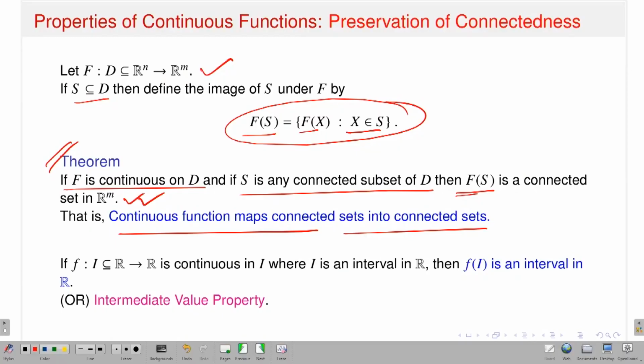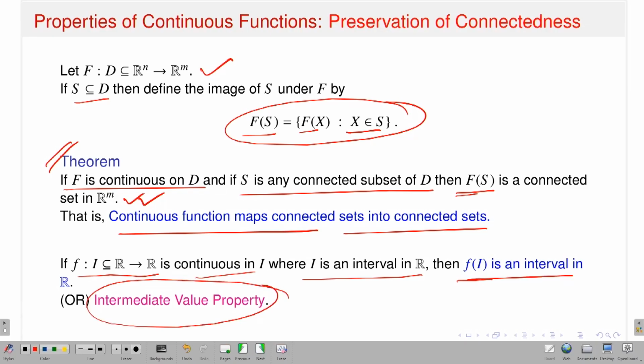That means if I have a function from Rn to Rm and a connected subset of D, then the image is also connected. Now if I take n equal to m equal to 1, that means f from I subset of R to R, continuous on I, where I is an interval, which is a connected set, then f(I) is also a connected subset of R. A connected set consisting of more than one point is actually an interval. And that is sometimes known as the intermediate value property for real valued functions of a real variable.